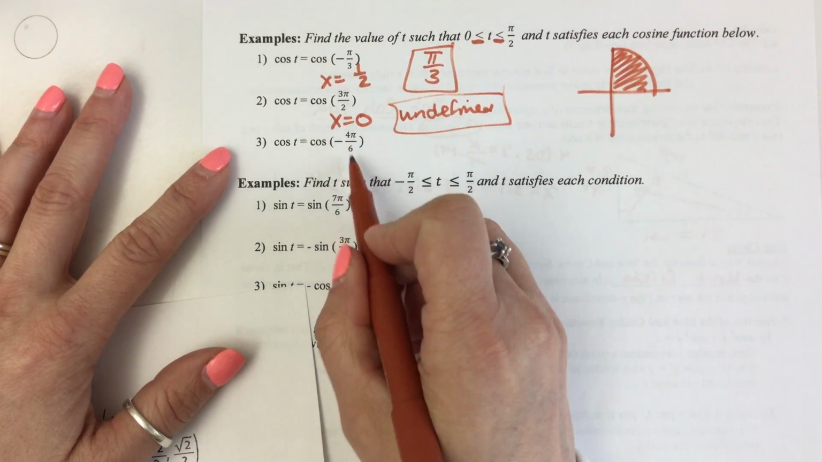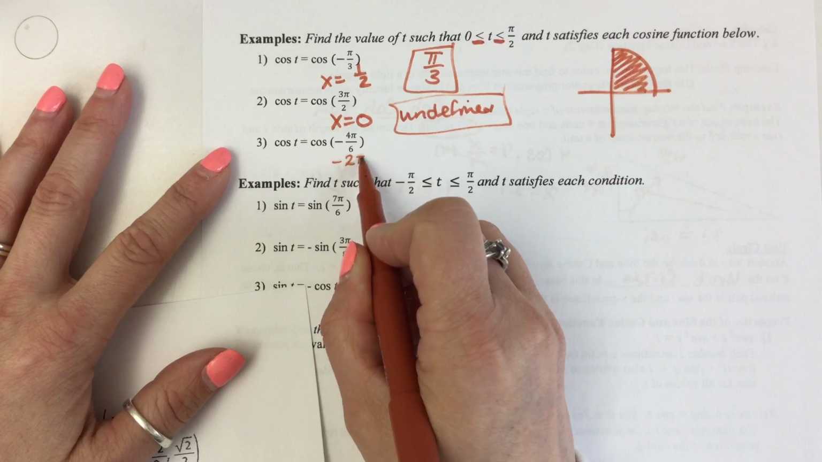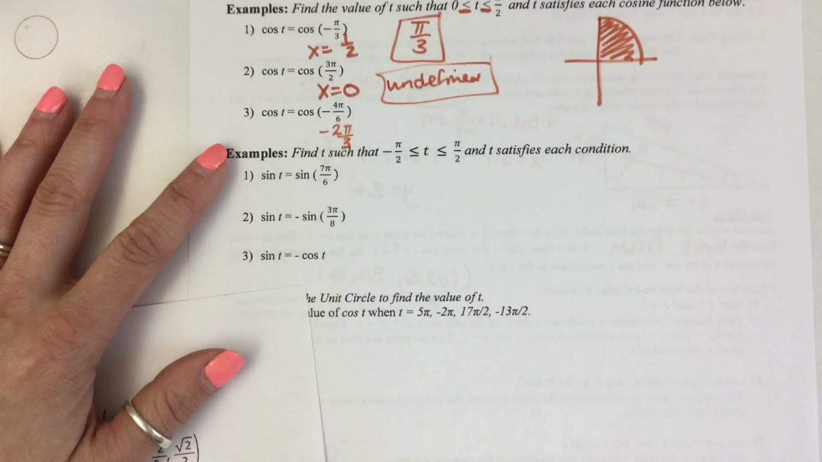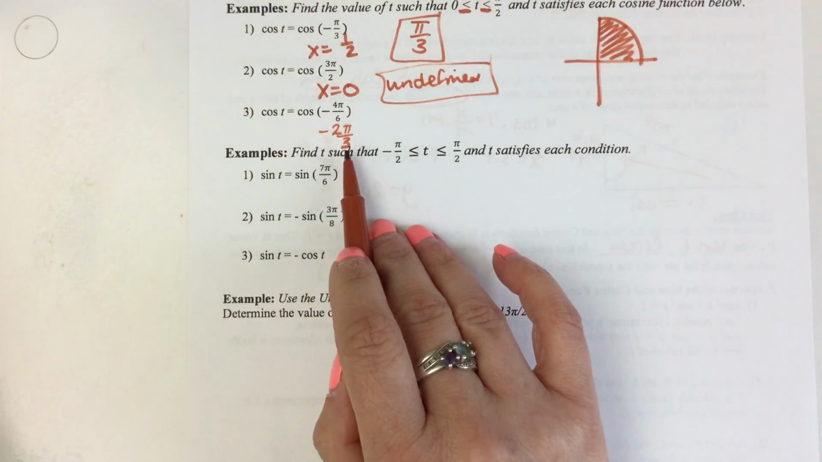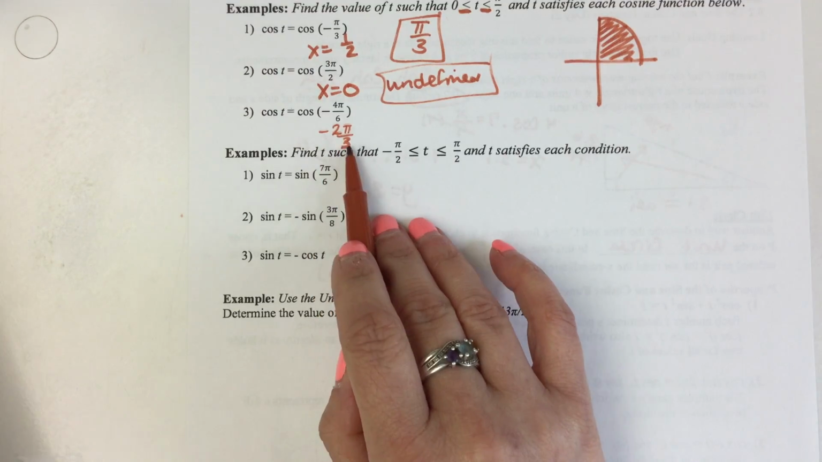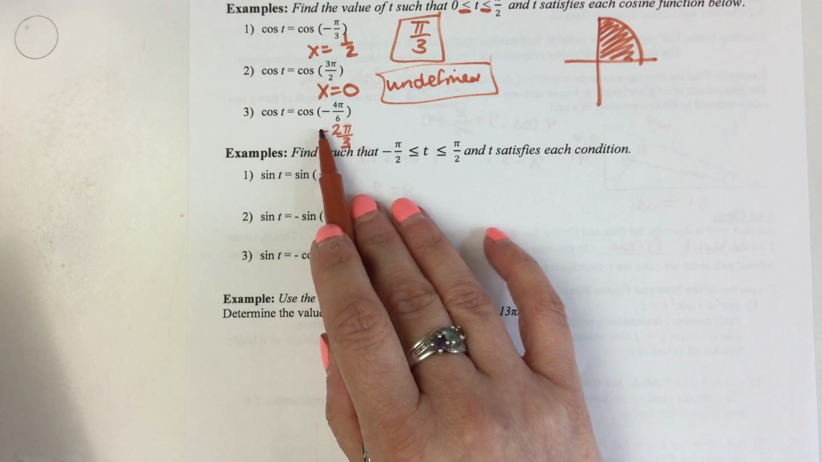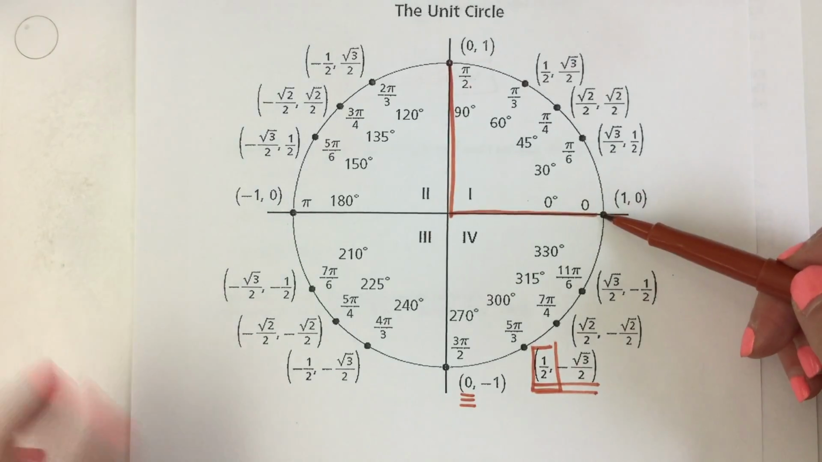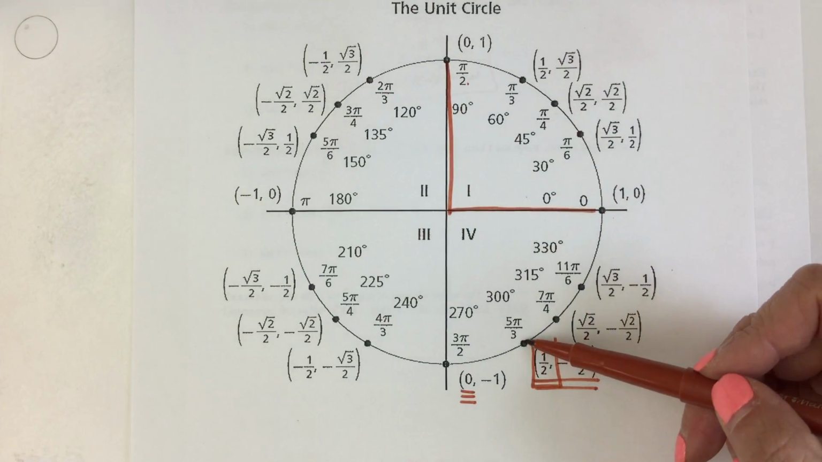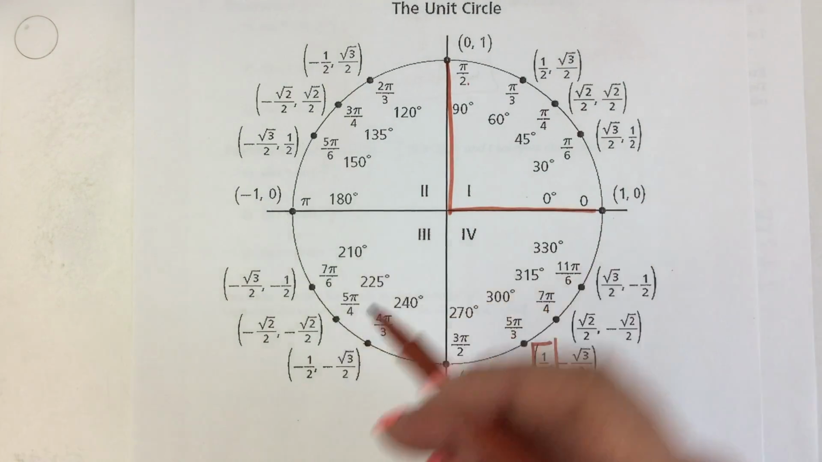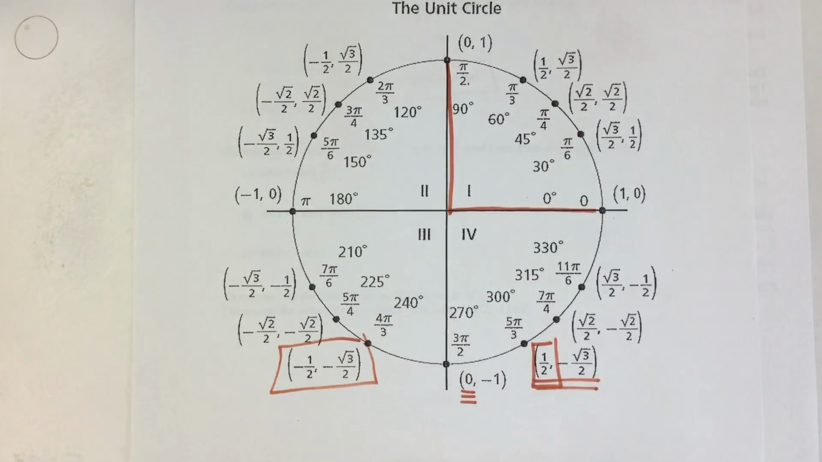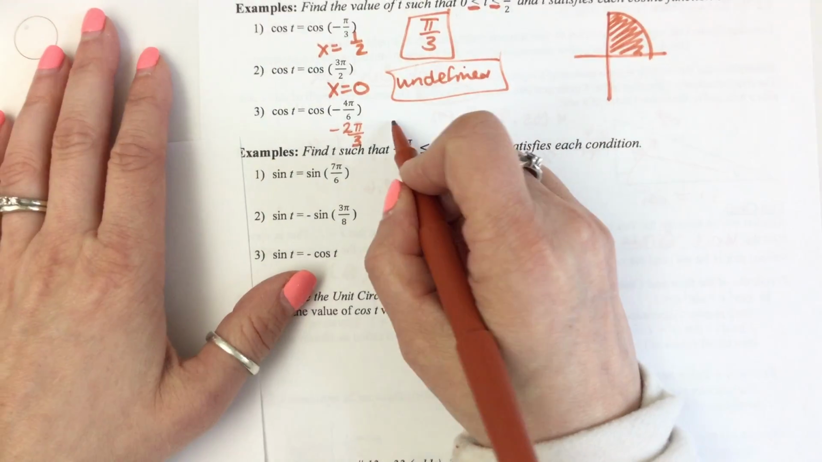Cosine of negative 4 pi over 6, well, I can reduce that to negative 2 pi over 3. So when I look at the denominators of 3, I need to go down 2 units. From here, here's a denominator of 3, so there's 1. Here's a denominator of 3, so there's 2. Here's my ordered pair. The cosine, the x value, is negative 1/2.